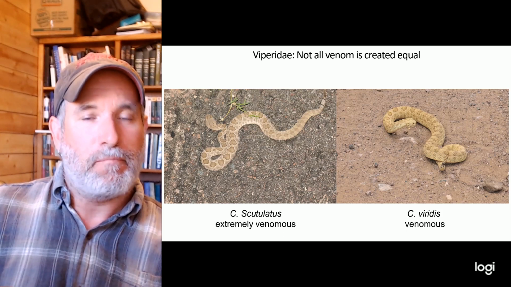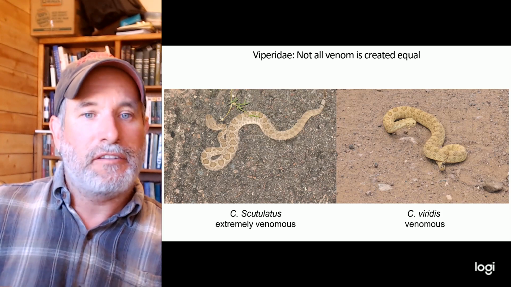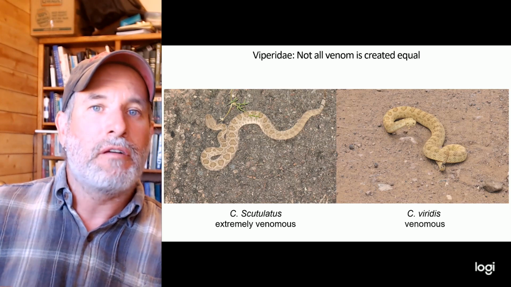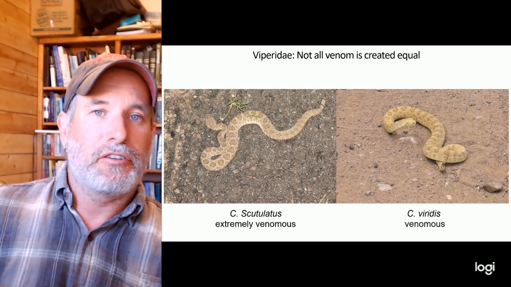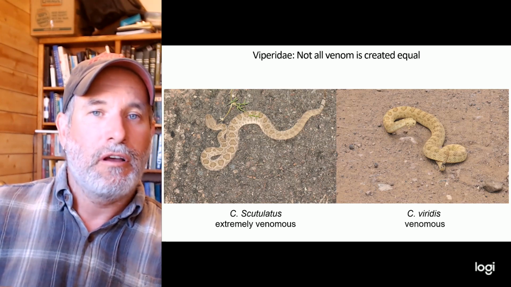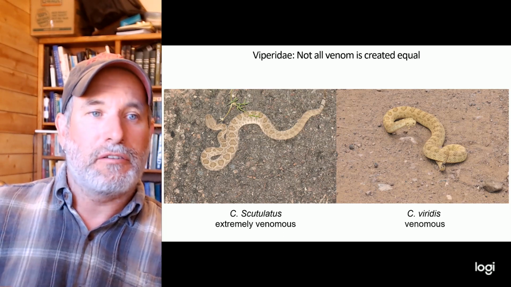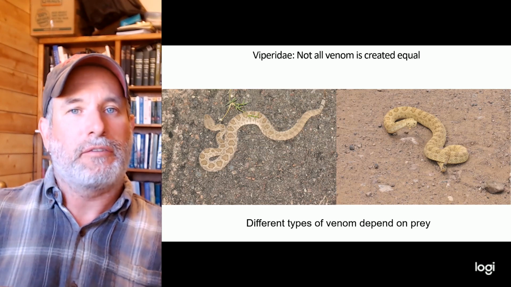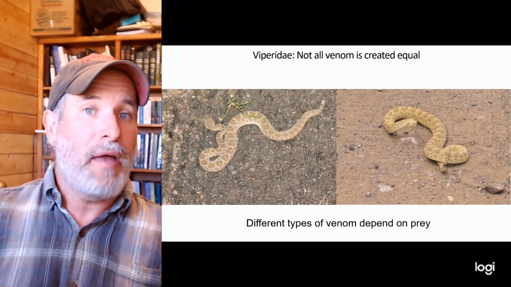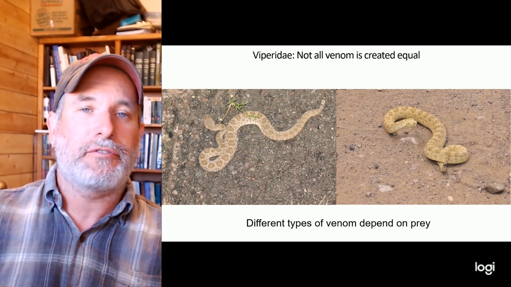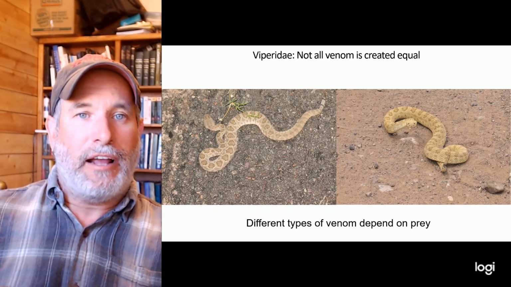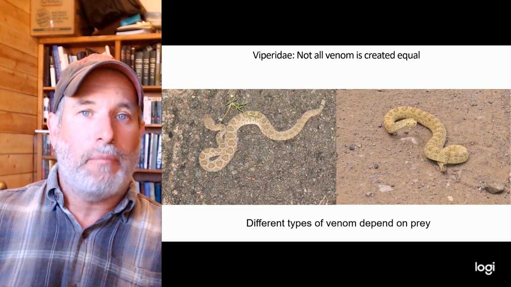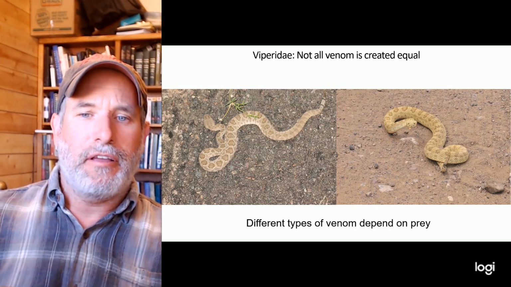Now, LD50 is the lethal dose it takes to kill 50% of a population. So the smaller the amount of venom, the more lethal it is. And Crotalus scutellatus is many times more potent than Crotalus viridis. The reason they have different types of venom depends on their different types of prey. Are they going after mammals, which are endothermic? Are they going after reptiles, which are ectothermic? So each rattlesnake and each elapid has different types of venom depending on the prey they go after.